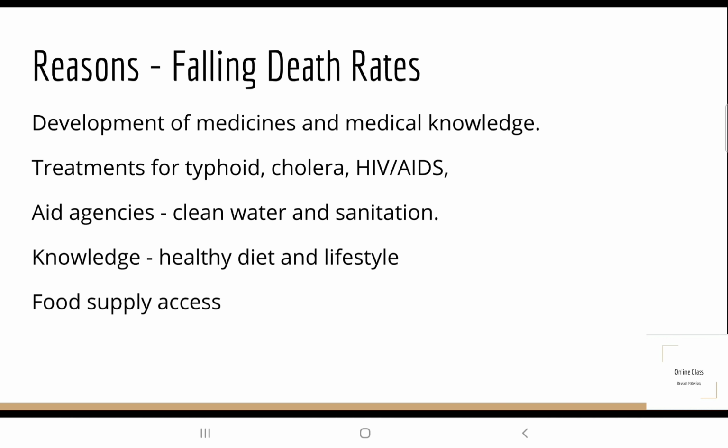and food supply access. A lack of food supply will lead to people being undernourished and too weak to fight off infections. So if you have a good food supply and good food access, then that is less likely, and death rates fall as well.